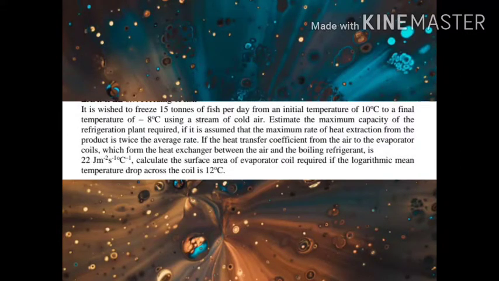It is wished to freeze 15 tons of fish per day from an initial temperature of 10 degrees Celsius to a final temperature of -8 degrees Celsius using a stream of cold air. Estimate the maximum capacity of the refrigeration plant required if it is assumed that the maximum rate of heat extraction from the product is twice the average rate. If the heat transfer coefficient from the air to the evaporator coils, which form the heat exchanger between the air and the boiling refrigerant, is 22, calculate the surface area of evaporator coil required if the logarithmic mean temperature drop across the coil is 12 degrees Celsius.